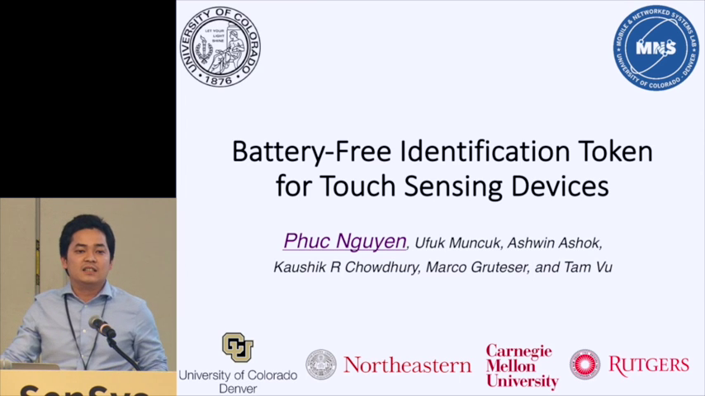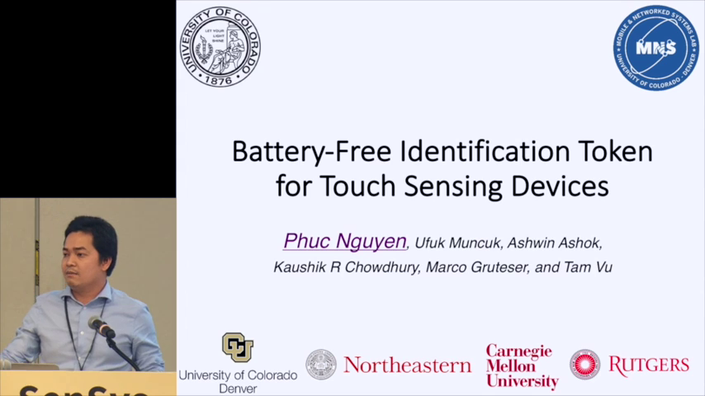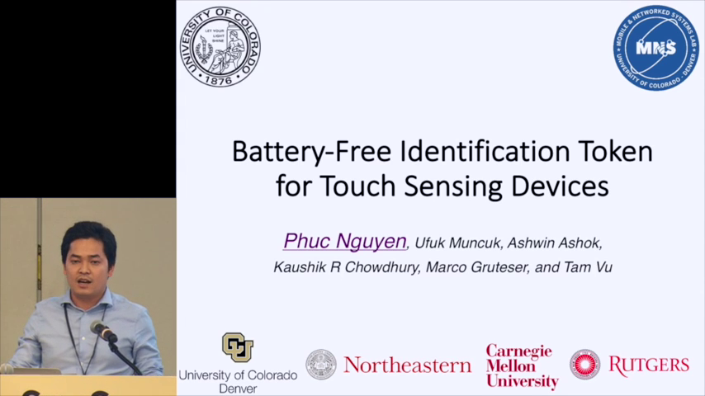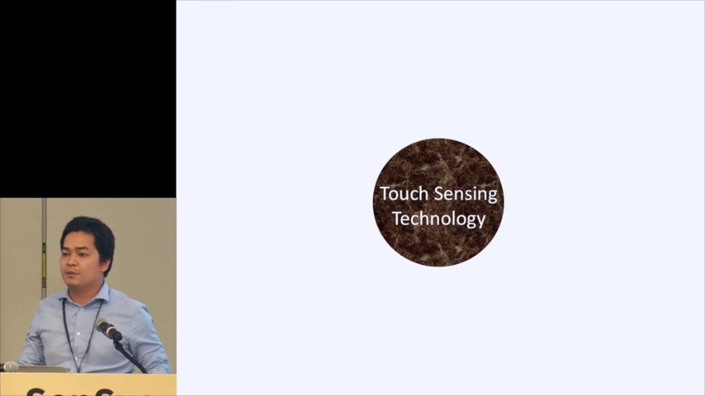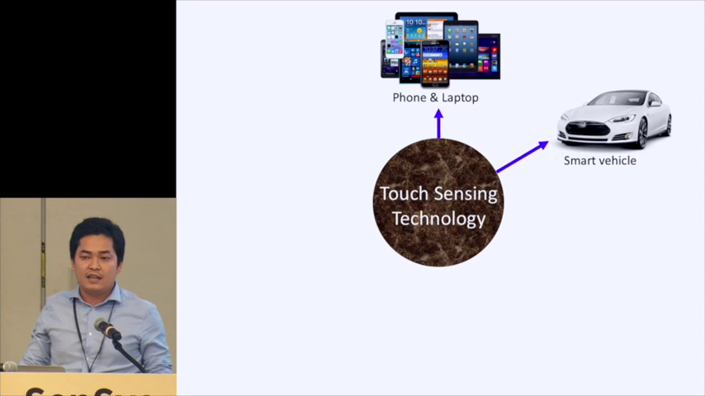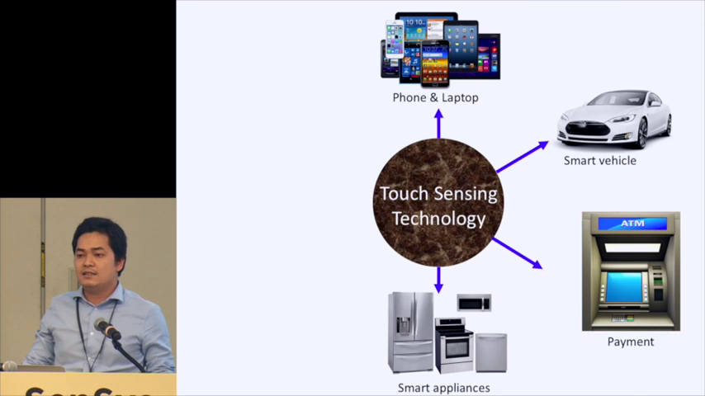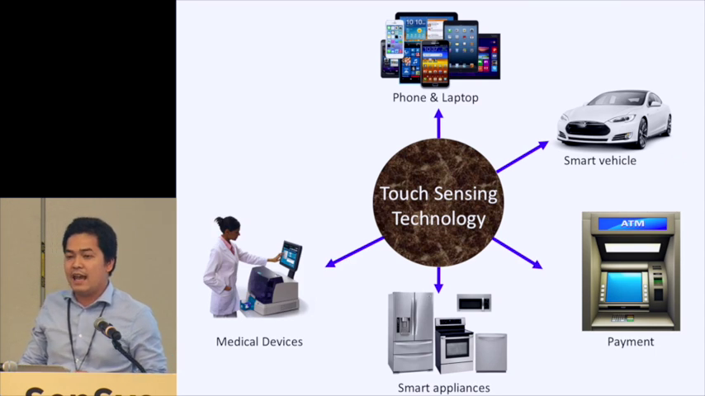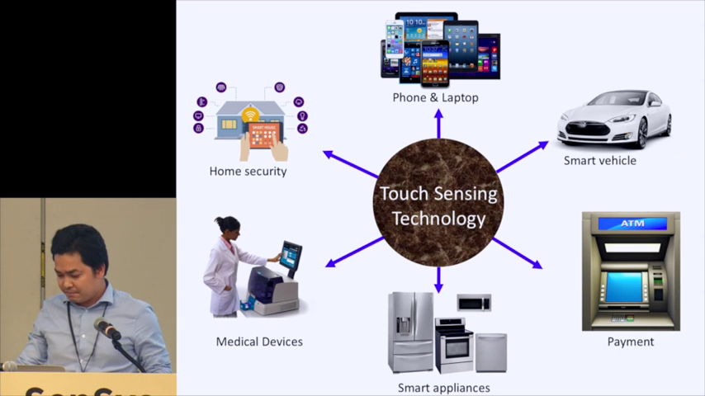Human interaction with mobile devices through touch sensing has become the most common form of interaction since the inception of touch-enabled mobile devices. Nowadays, touch surfaces are almost everywhere. They are inside your mobile phone and laptop, inside the smart vehicle, the ATM machine, the smart appliance, the medical device, and some other devices that you interact with in our daily life.